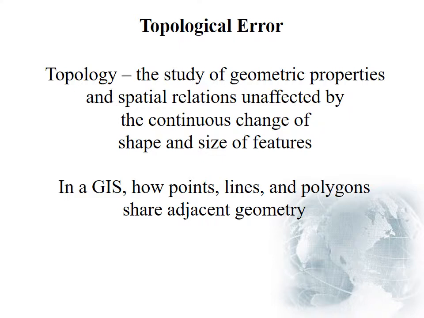In terms that make sense, what we're looking at here is in GIS, how well do the points, lines, and polygons in a vector data set, for example, share their adjacent geometry? How well, in turn, do they then match up with objects and relationships in space on the Earth's surface? And so let's take a look at some examples of those to make it a little bit clearer.